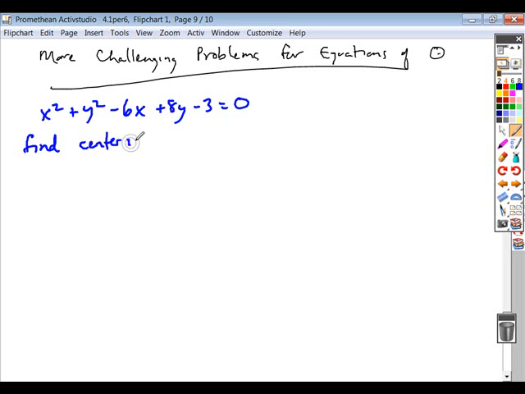Find the center and radius. Okay, if I do something like this, what you want to do is follow these steps. All right, step one, you want to group all your like terms together.